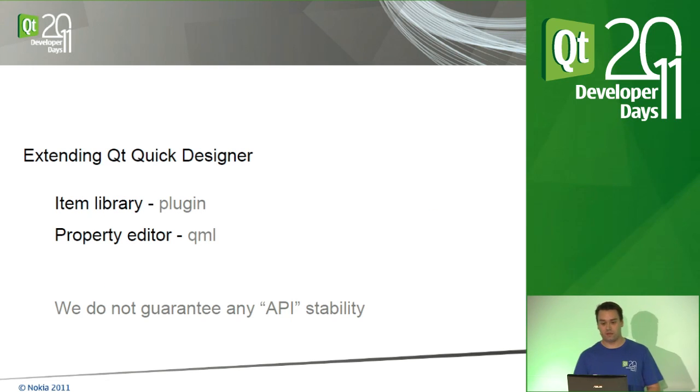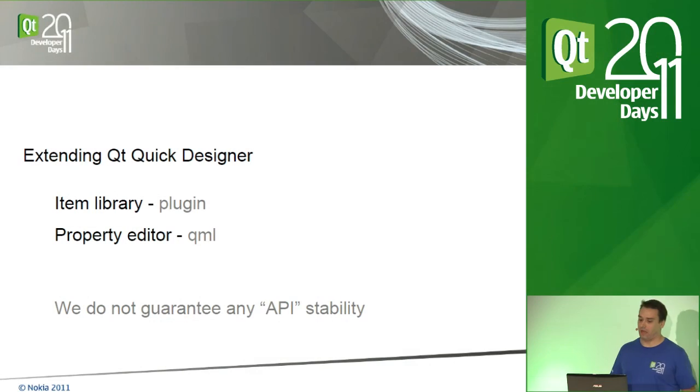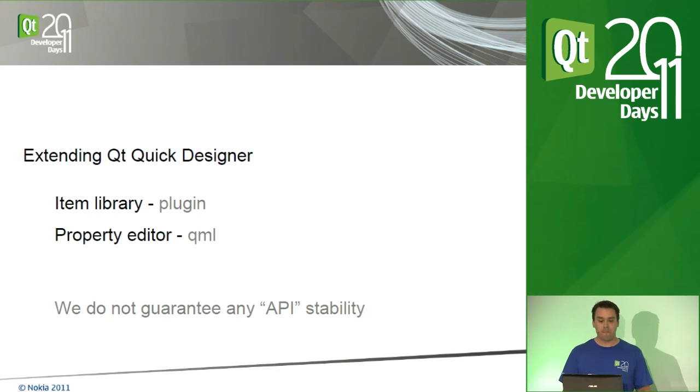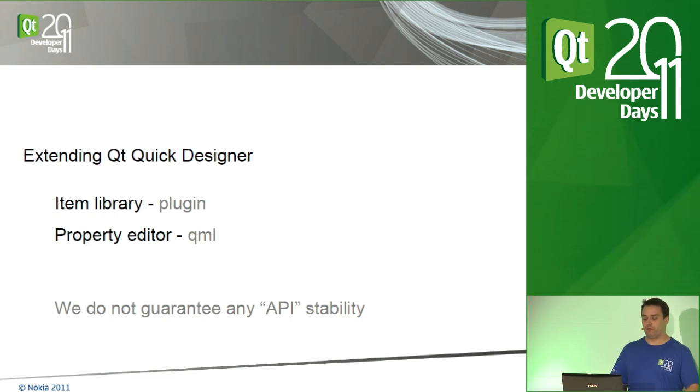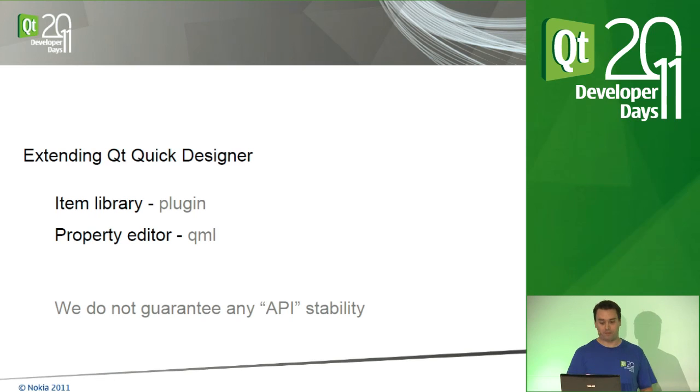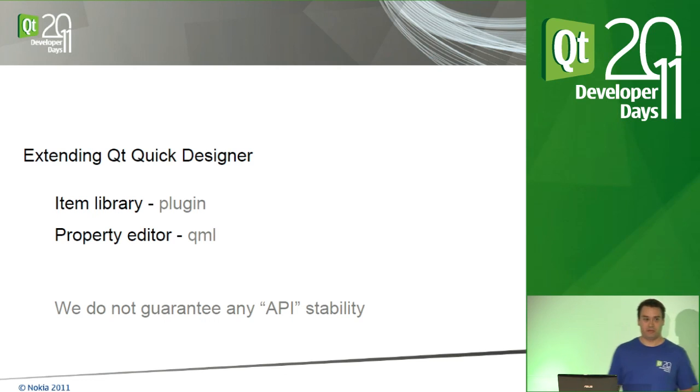Another interesting topic is how can I extend Qt Quick Designer easily? By that I do not mean contributing code or redesigning the product, but just very simple things. For example, how do I populate the item library with my own components if I have a specific C++ set of components? The item library is driven by plugins. I will show that. It basically comes down to writing a little bit of QML, providing some icons, and there you go. Then the property editor is written in QML.